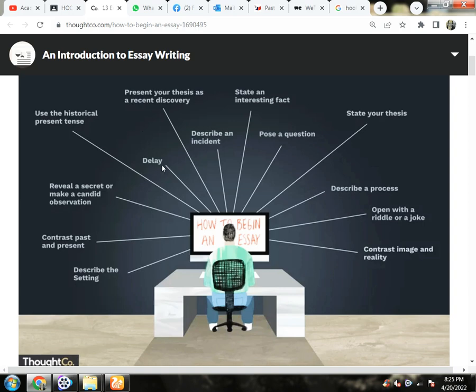Delay. Delay would normally be used, I would say, in narrative, where you're trying to create suspense. You could use short sentences. You could use one-word sentences. Breathe, full stop. Stop, full stop. Crash, full stop. So you could develop this kind of suspense in your narrative writing.